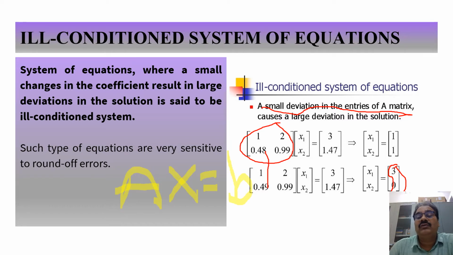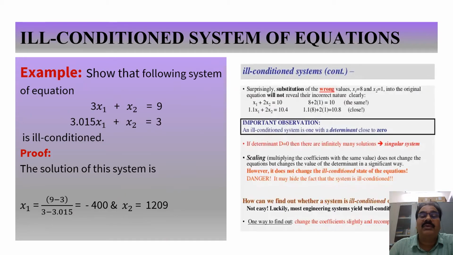Why? Because to solve a linear system of equations, we always equate and obtain the position where two matrices are equivalent, and that gives x1 equal to 1 and x2 equal to 1. But after this slight change, x1 is 3 and x2 is 0. How this works will be clarified in the next PPT.